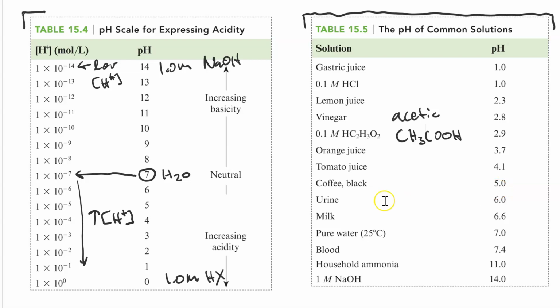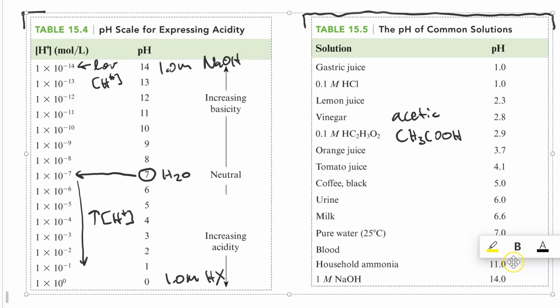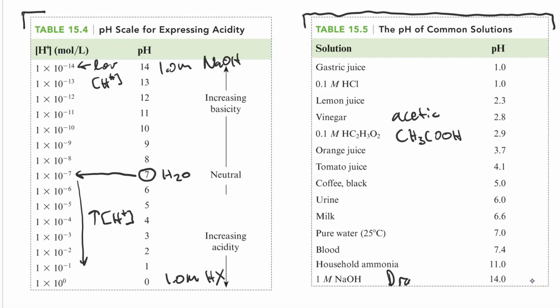Black coffee is very acidic. Pee, it's about 10 times more acidic than water, not super acidic. Milk, a little bit more acidic than pure water. Blood is a tiny bit basic. And then we get on to things like ammonia, which is a component of Windex, you use it for cleaning your windows, that has a pH of 11. And 1 molar sodium hydroxide has a pH of 14. That's like what you'd find in Drano. Don't drink it, it'll turn your stomach into soap and you'll die.